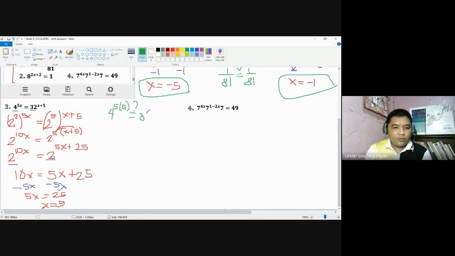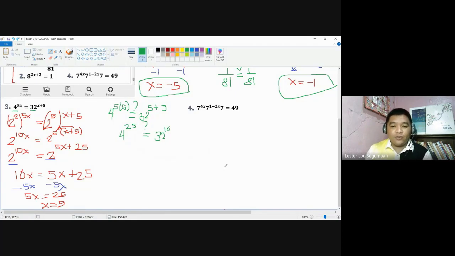So 32, you have 5 plus 5. Is 4 to the power of 25 equal, question mark, to 32 to the power of 10? You may want to use your calculators, but yes, it's the power of 10. Let me try to compute it here for a while to see whether they are the same. Since it's very big, you may want to use your calculators for that.